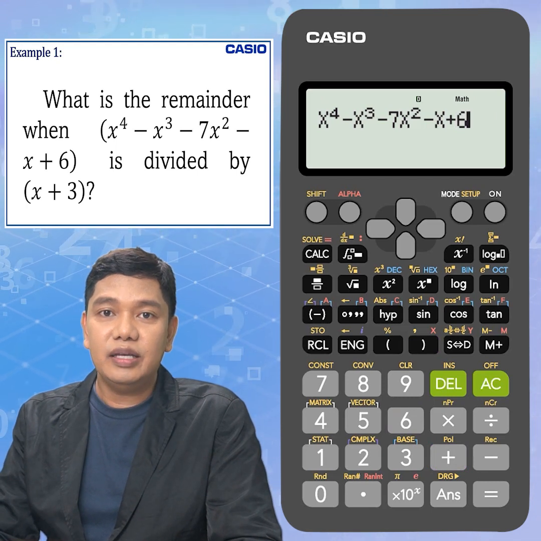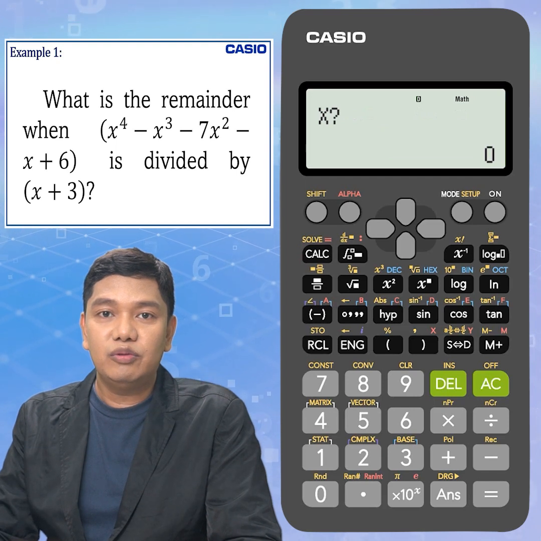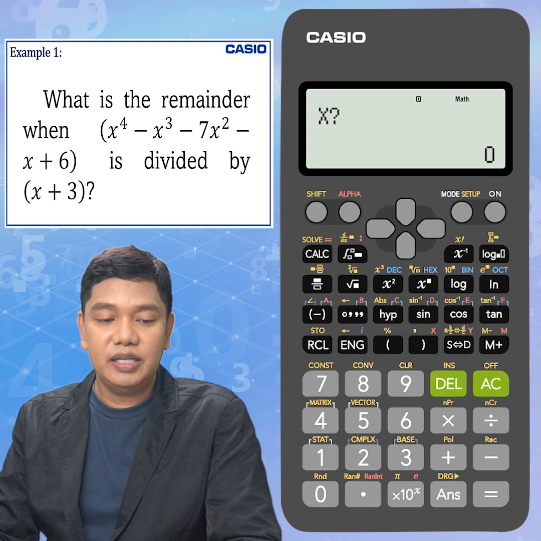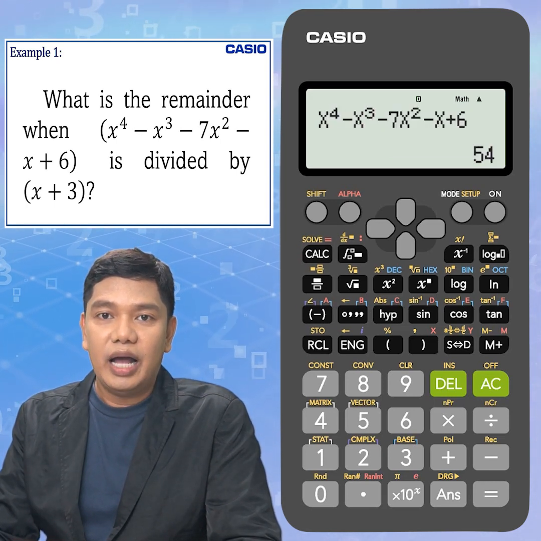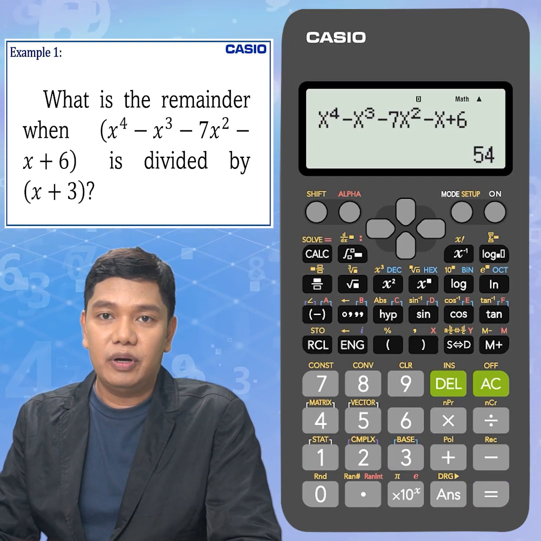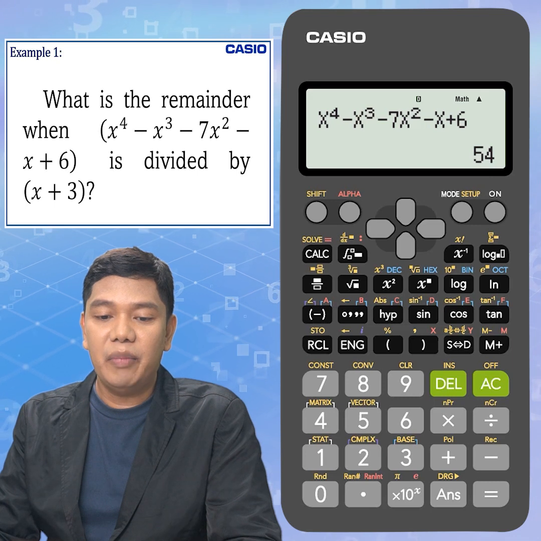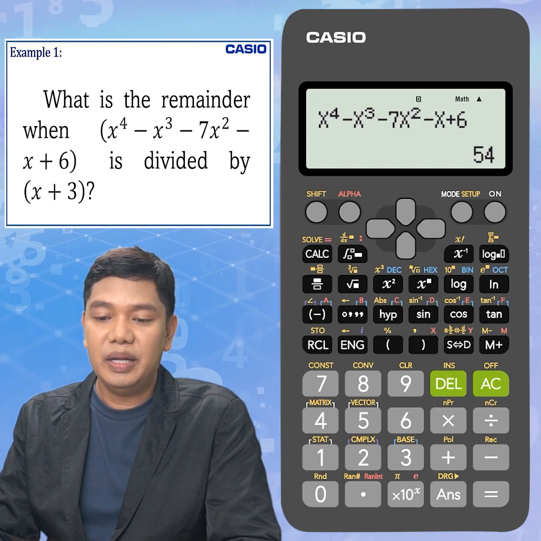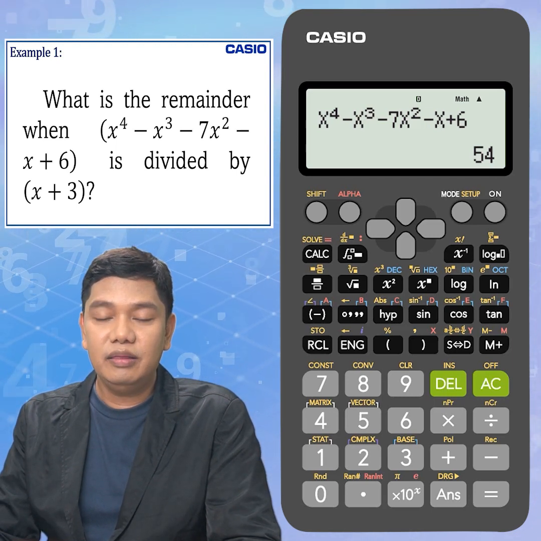To evaluate this expression, press calculate and then you are told to input the value of x, which is negative 3. Pressing equals, the calculator shows 54. Therefore, when you divide x to the fourth minus x cubed minus 7x squared minus x plus 6 by the binomial x plus 3, the remainder is 54.